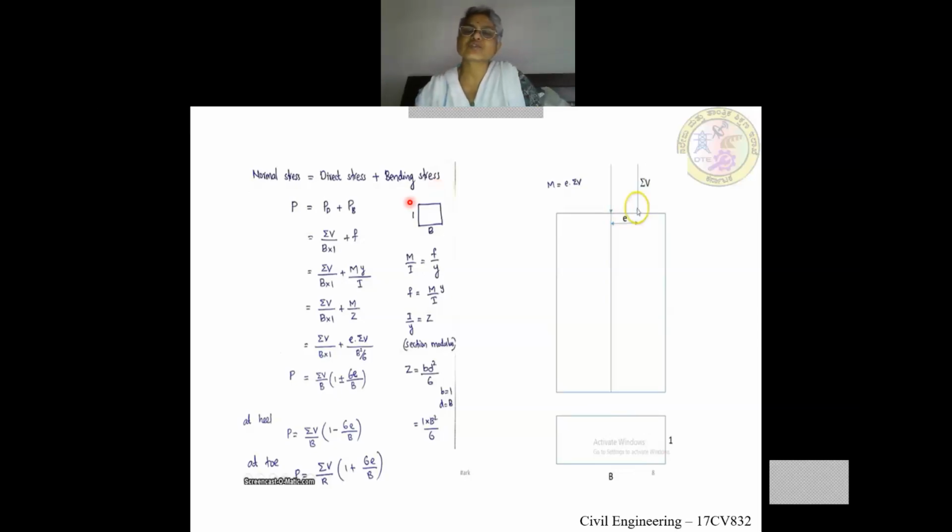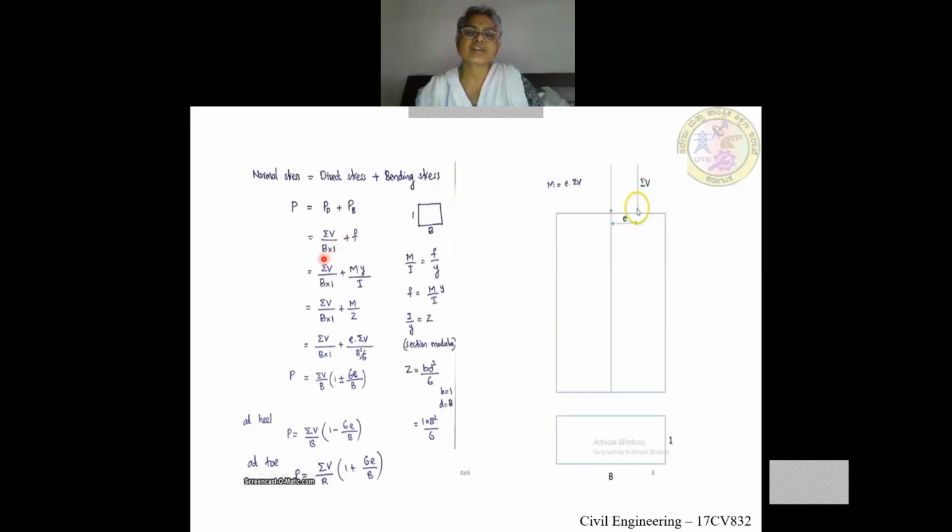So direct stress is load divided by area. Load is sigma V, acting vertically downwards, divided by area, which is B into 1. We have taken a unit length of the dam. The dam will run for a longer length, but for design purposes we will take unit length.